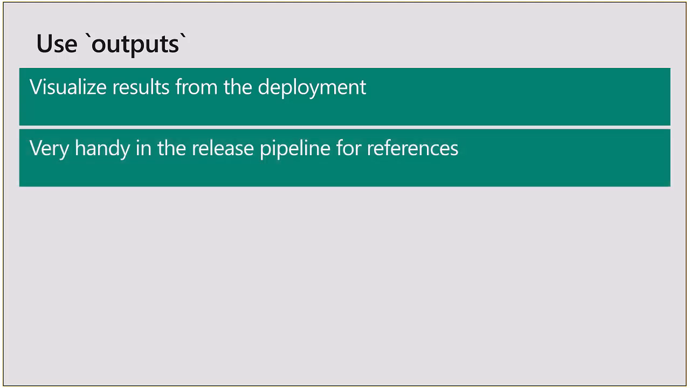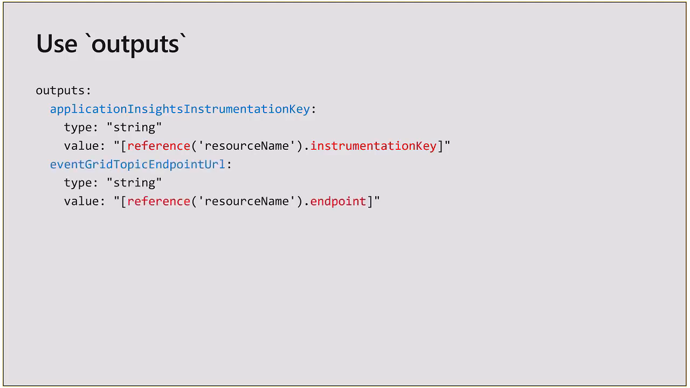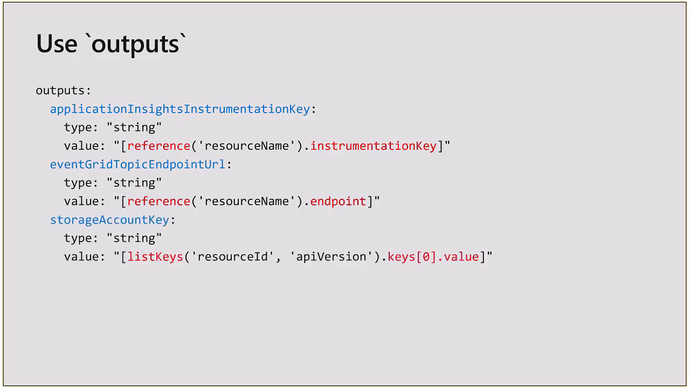So this is an example. After the deployment, for example, if we run a deploy application task, we can directly get the instrumentation key, or the event grid topic endpoint, or something like a storage account key, directly from the output.